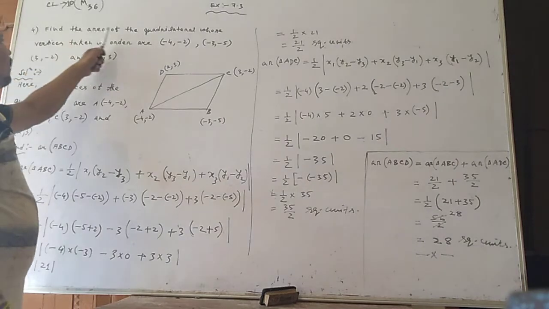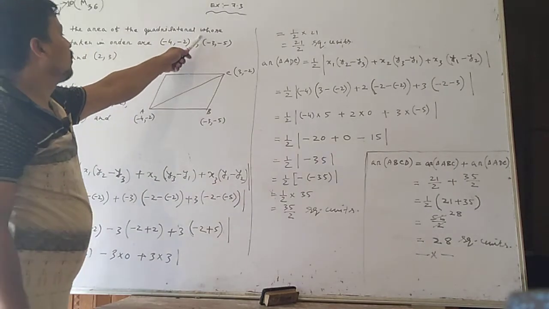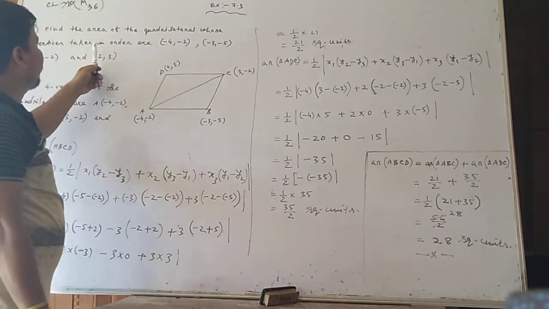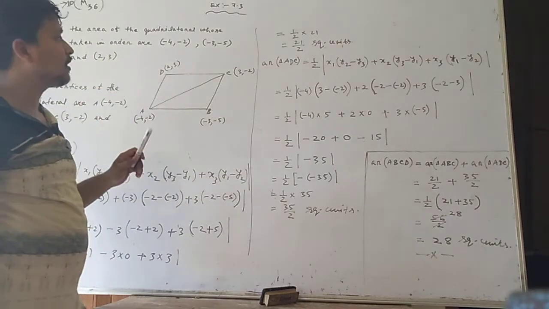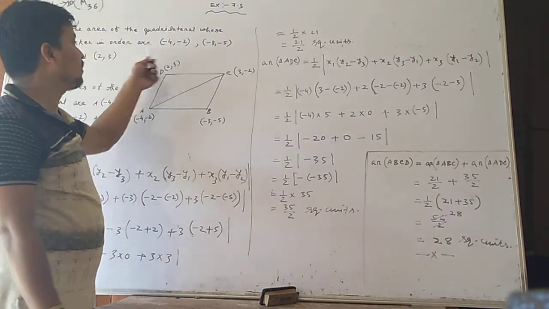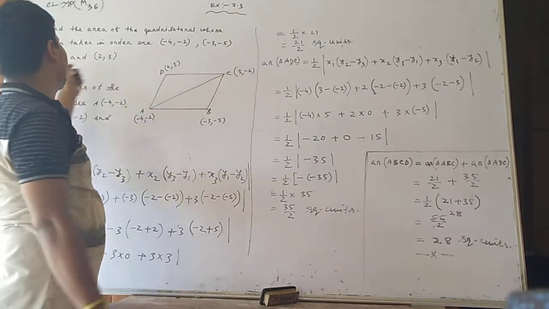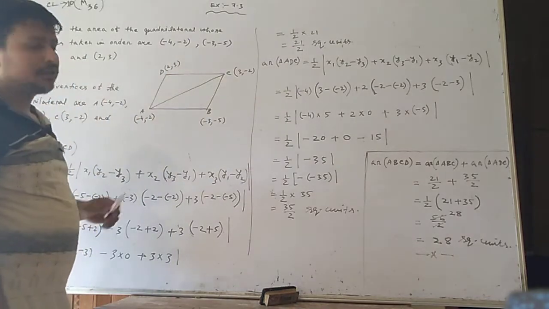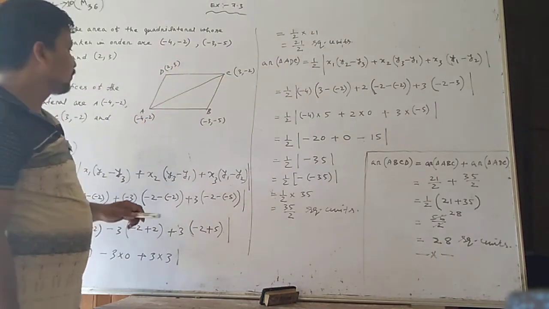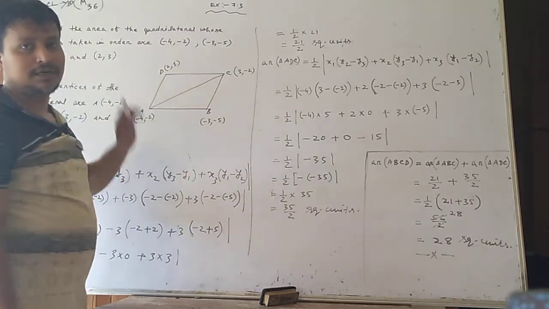So, find the area of the quadrilateral whose vertices are taken in order. Taken in order means they are written in serial form, that is, point A, point B, point C, point D. So this one is the quadrilateral, and you have to find the area of this quadrilateral.